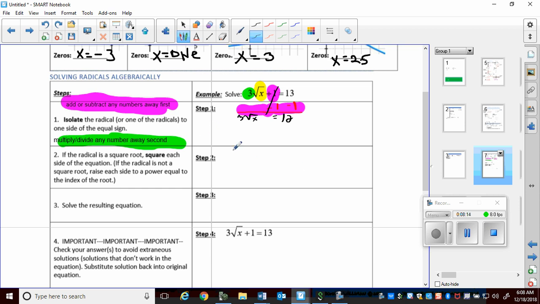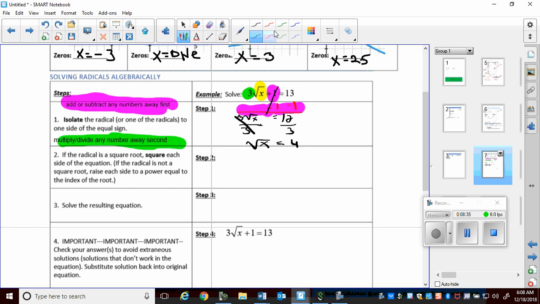We're isolating the radical much like this absolute value. So we're going to divide 3 on both sides. All right, and we get the square root of x equals 4.